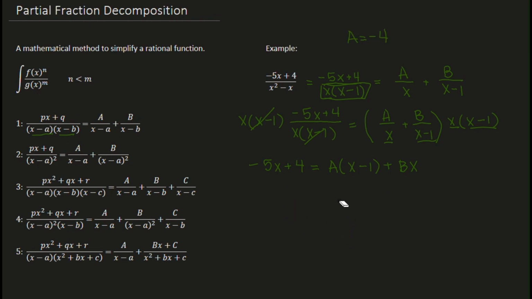Now that I've solved for my a, I can plug it back into the original function and pick any other value for x to now solve for b. So to make the math simple, let's let x equal 1. The left-hand side of this function becomes negative 1. The right-hand side of this function, this term actually goes away. It goes to 0. And then I'm left with simply b. So b equals negative 1.